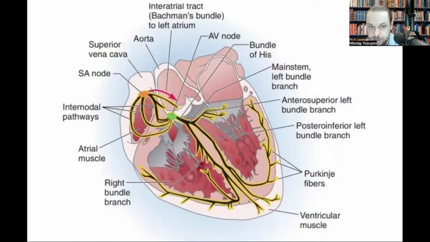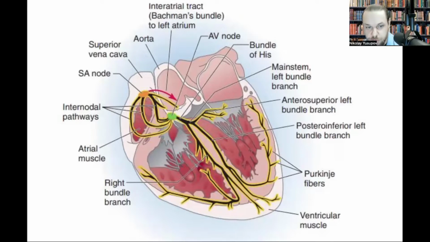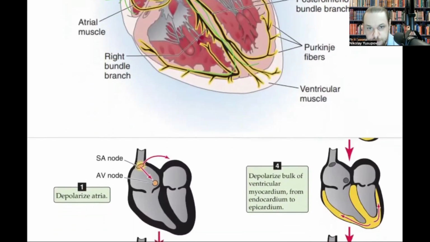So here we see the SA node is the pacemaker. We see this impulse propagating through the internodal pathways and depolarizing the atria. Then it gets to the AV node. The AV node is slow to depolarize. It holds the impulse for a short time so the ventricles can fill. Then the impulse propagates through the bundle branches and the Purkinje fibers, and then we have the contraction of the ventricles.